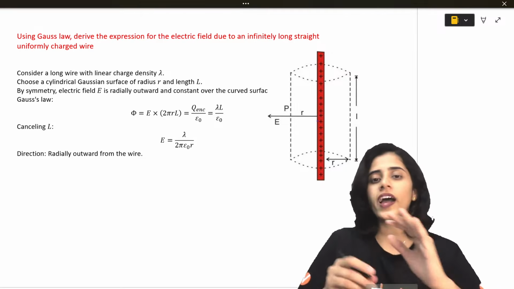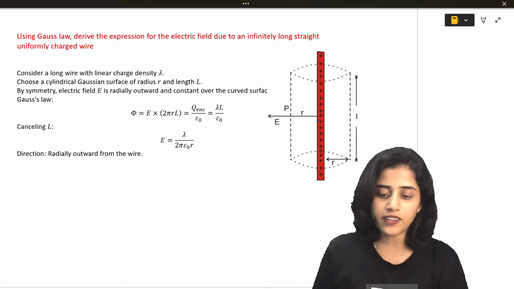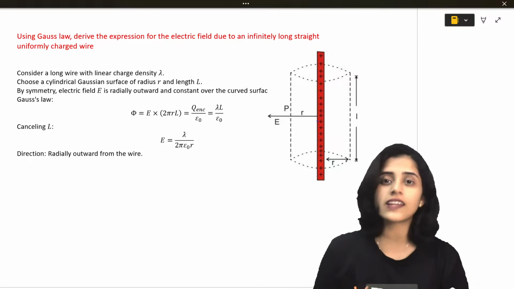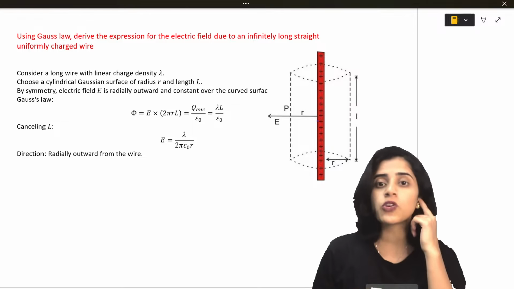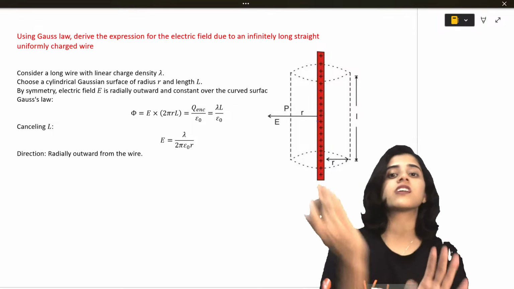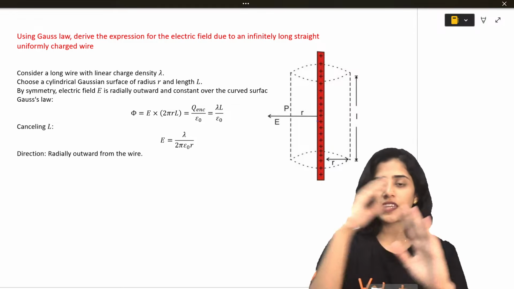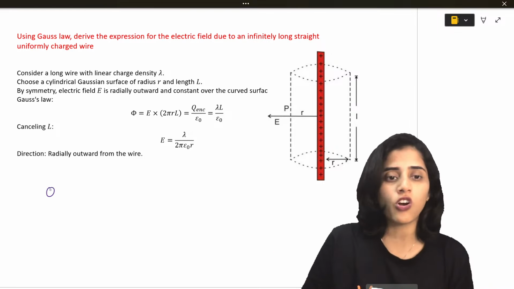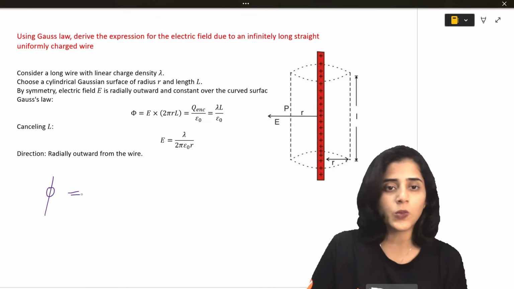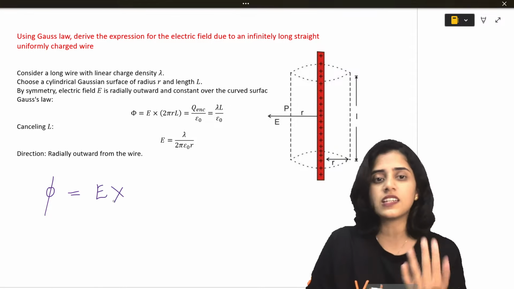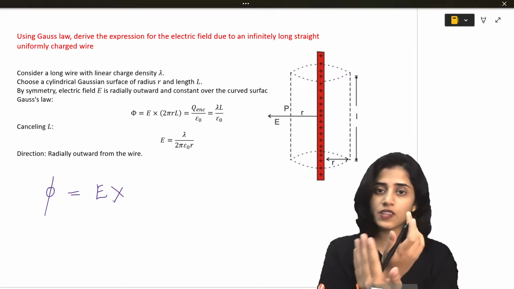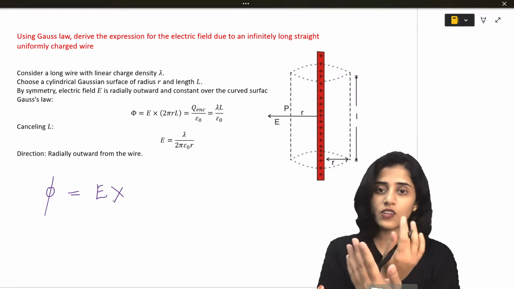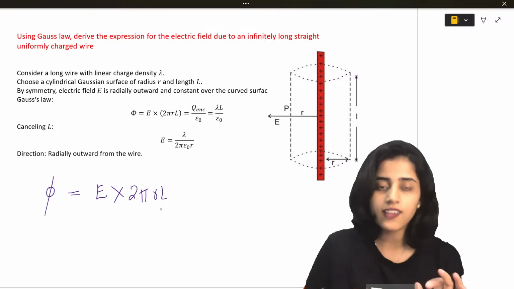So you have this positive red bar that you see, a straight line of charges. What I'm going to do is take a Gaussian surface around this, and use Gauss law. So what is Gauss law? Phi is equal to electric field E into the area. For a cylinder, it is 2 pi R L.